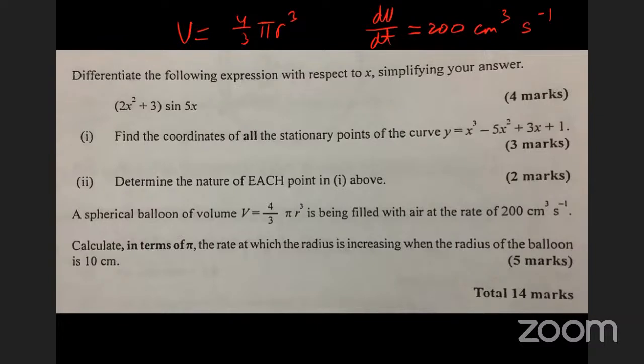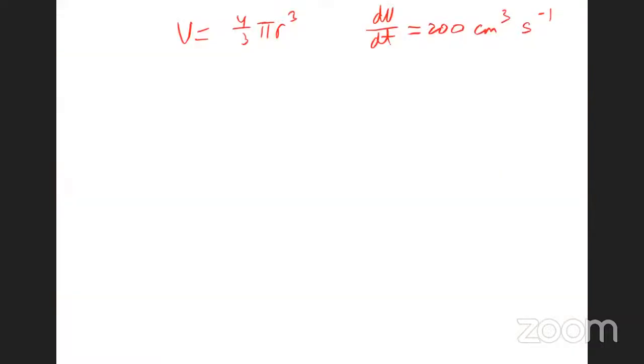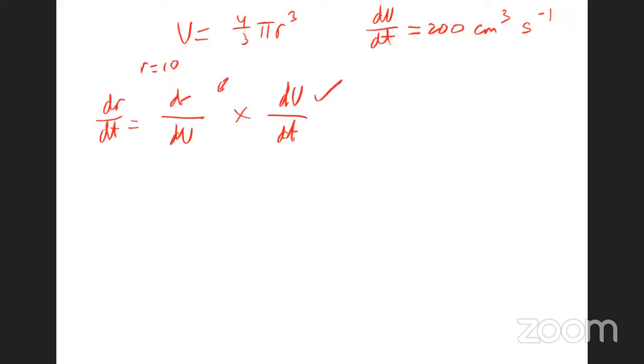So they gave us dV/dt, and they would like us to find dr/dt when r is 10. So we do the usual thing. Here is dr, here is dt, you put your V here. We already have dV/dt, we just have to get dr/dV.